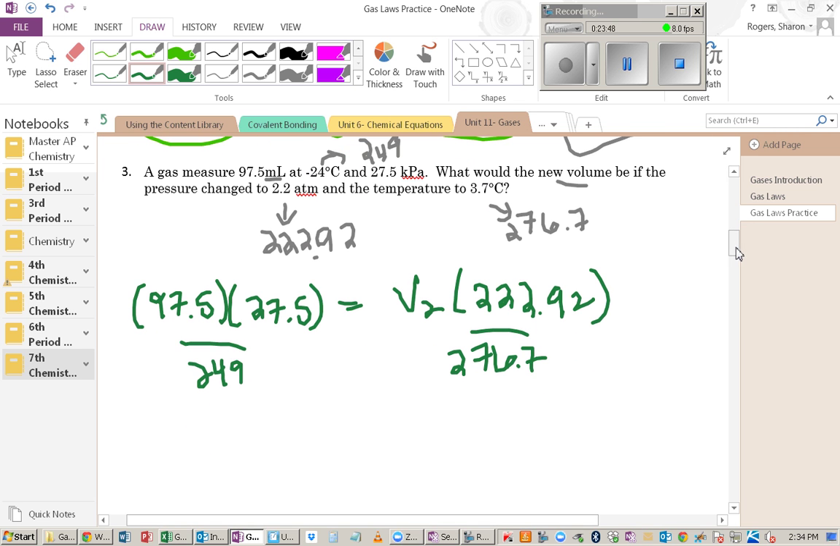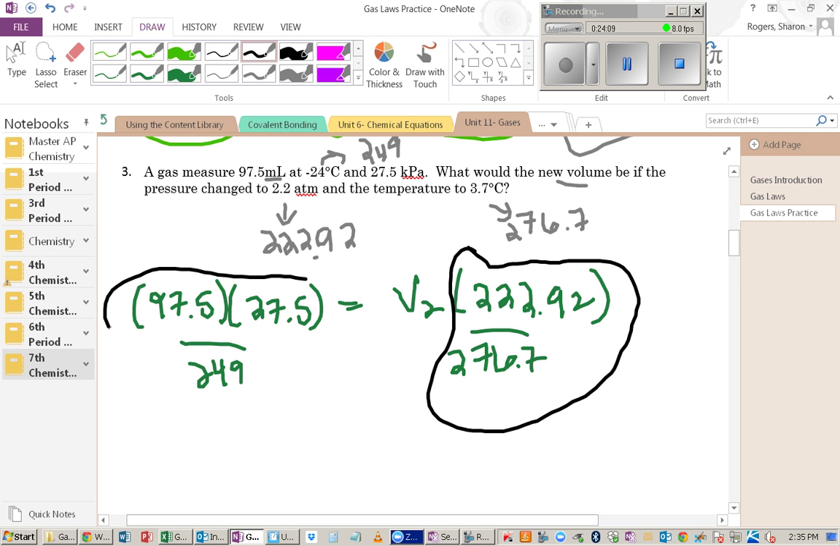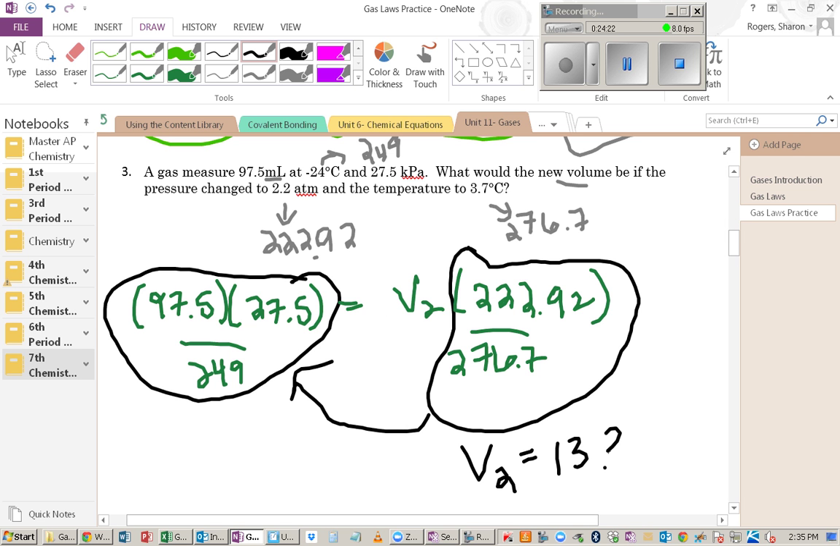And solve. You can do the same method for this. Plug in 97.5 times 27.5 equals, divided by 249 equals, divided by open parentheses, 222.92 divided by 276.7, close parentheses, equals. Okay? Oh, and the final answer, 13.37 mL. And that's it.